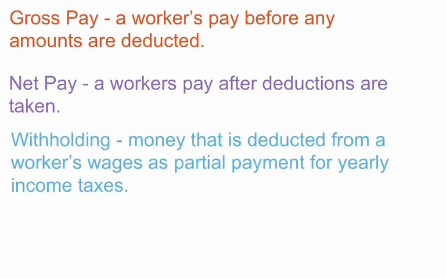Withholdings is money that's deducted from a worker's wages as partial payment for yearly income taxes. You have to pay taxes on any income that you make as an individual. What companies will do is deduct money from your paycheck each time, which helps you pay those income taxes. Those are called withholdings, and that money comes out of your check either each month or every 2 weeks, to help you pay the income taxes that you have to pay every year.